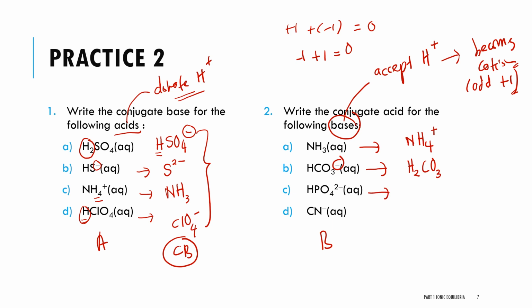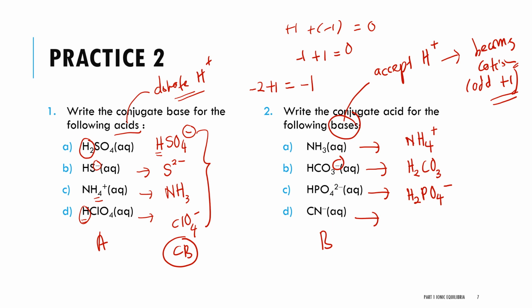Okay, next one. HPO4 2 minus. So, this is a base. What does a base do? It accepts a proton. So now it becomes H2PO4. How about the charge? A neutral molecule, or any molecule, even if it is an ion, when it receives a proton, we have to add +1. So, -2 plus +1 will become -1. So, H2PO4 minus.